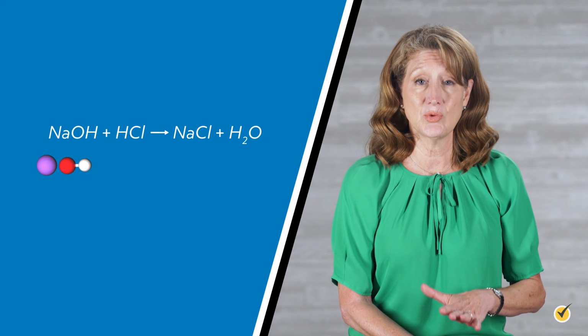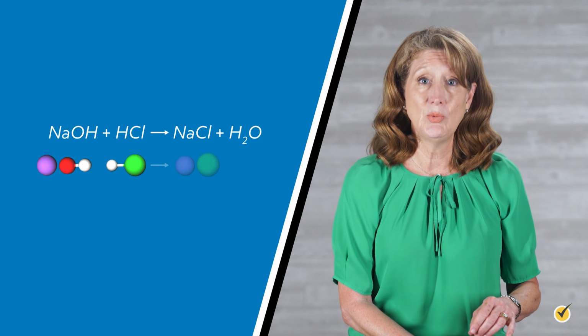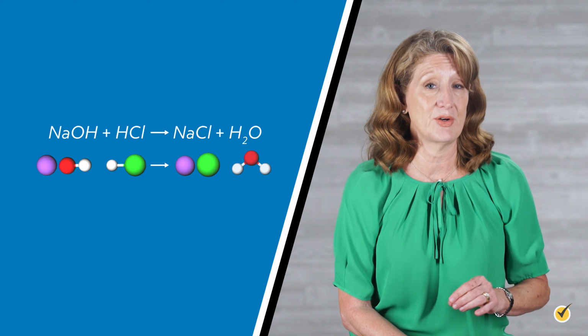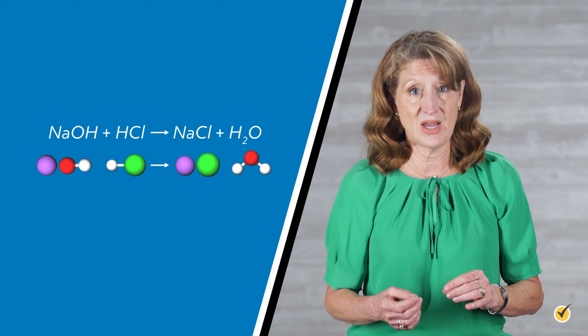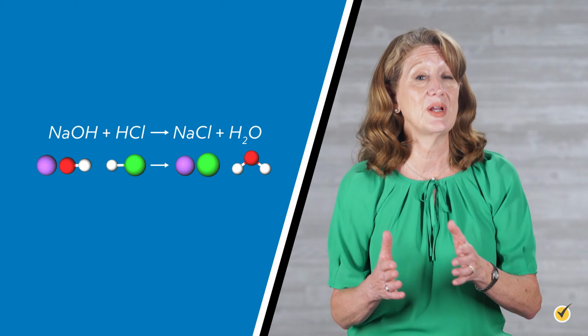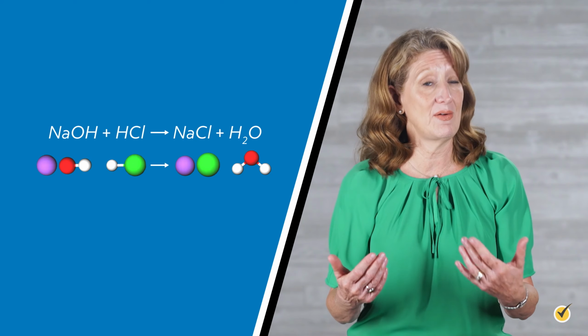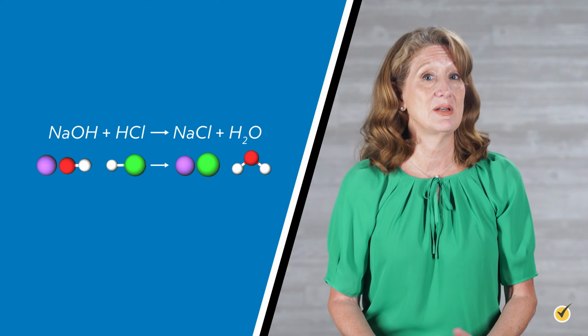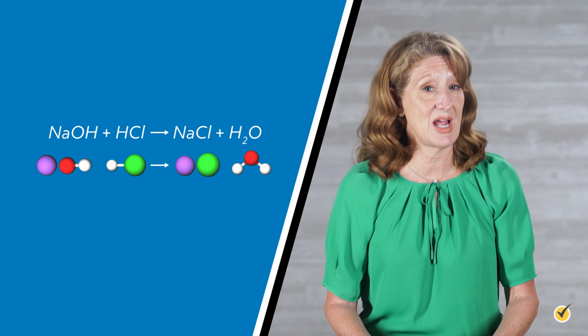For example, when sodium hydroxide reacts with hydrogen chloride, we get sodium chloride and water. And notice that on both sides of the reaction we have one atom each of sodium, chlorine, and oxygen, and we have two atoms of hydrogen. Mass has been conserved in this reaction.